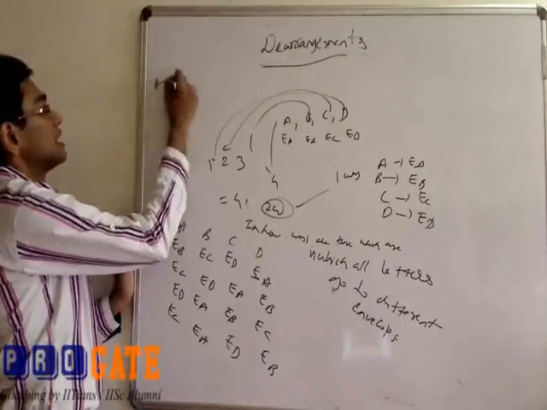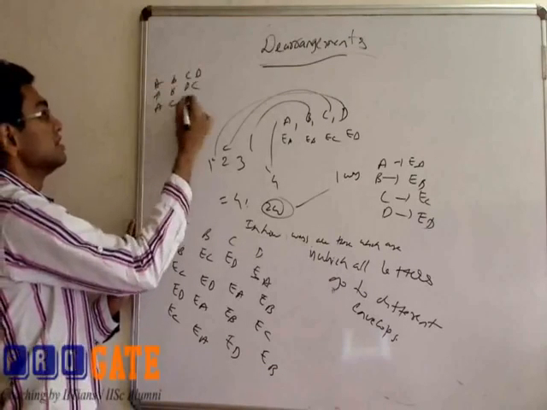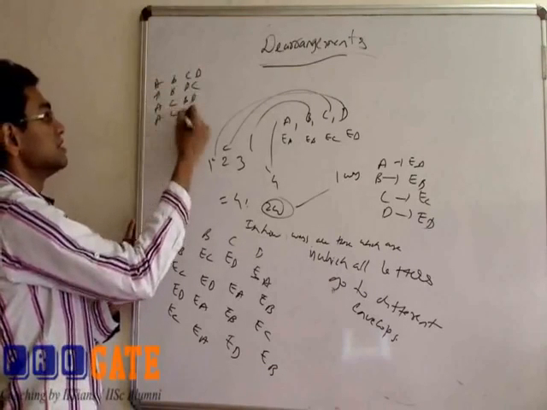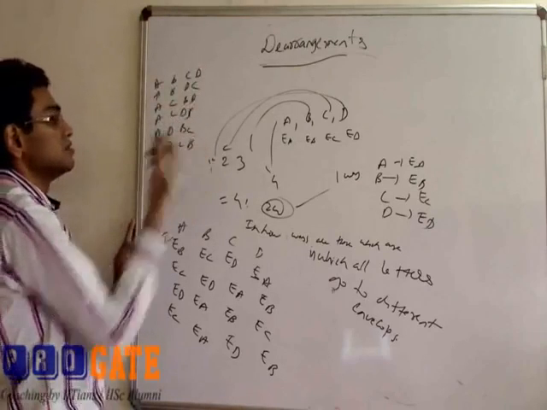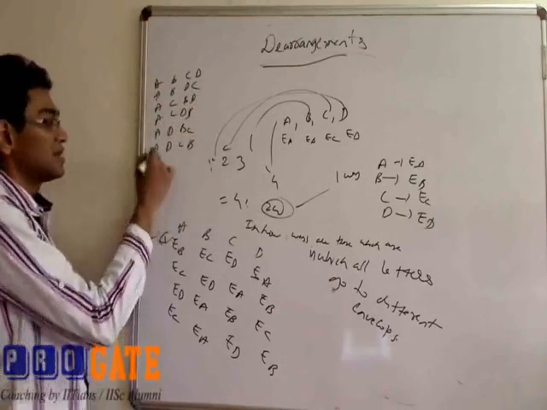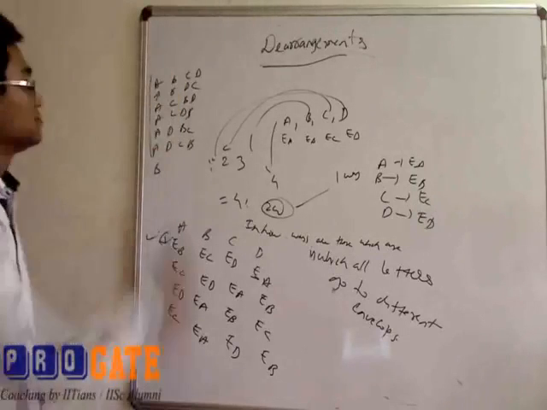Actually you can even list down all the 24 things. Let me write down: A, B, C, D; A, B, D, C; A, C, B, D; A, C, D, B; A, D, B, C; A, D, C, B. This is 6. It's starting with A, and I can start with B, C, D. So here all these 6 will be rejected.